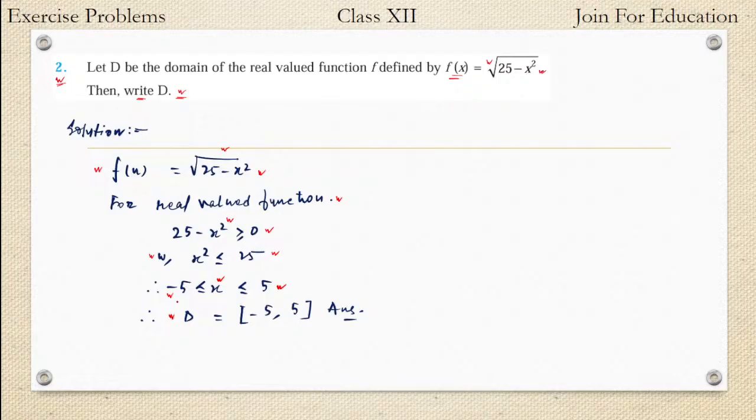Therefore the domain of the real valued function defined by f(x) equal to the square root of 25 minus x square is the closed interval [-5, 5]. So this is the answer of this question. This is one of the most important questions, and it has been asked many times in the board examination. So this is a VBI question.